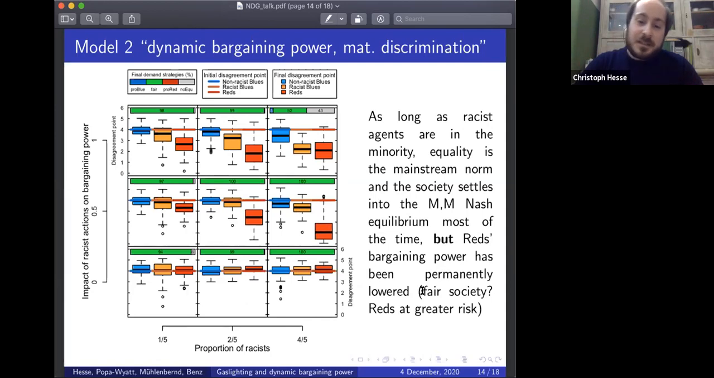So the question is, is this kind of society even fair if the Nash equilibrium says it should be, because the red agents are at a greater risk? And obviously what we're arguing is no, it's not. So there's something interesting going on where looking at the Nash equilibria is not that informative.